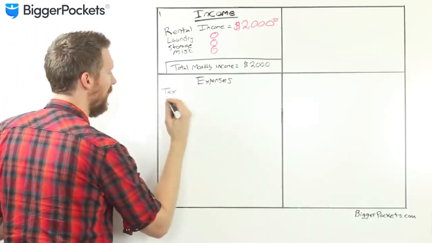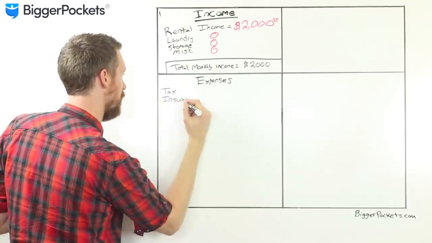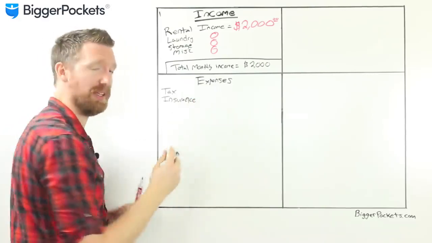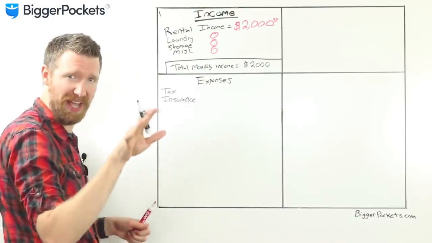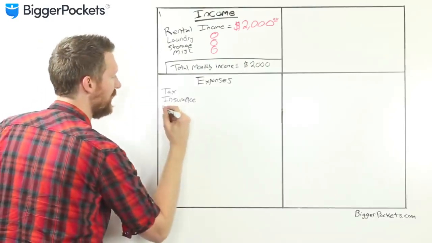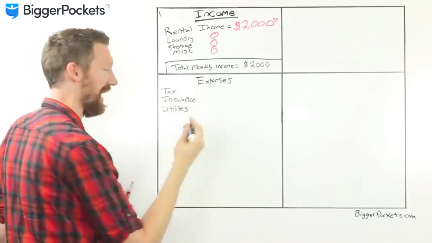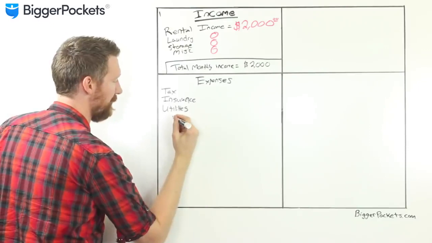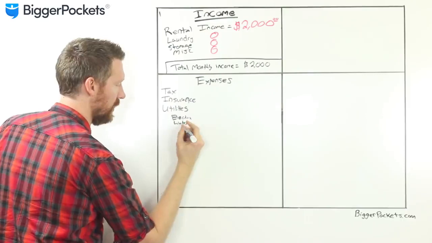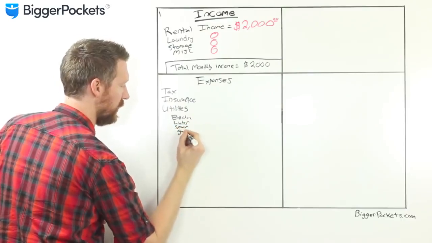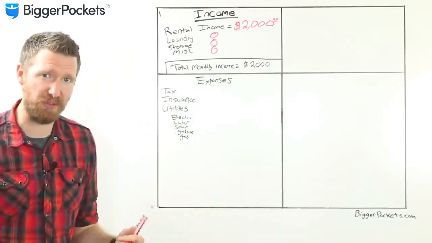So we've got our taxes. We've also got insurance on a property. Now sometimes tax and insurance is incorporated in the mortgage. We'll talk about that in a little bit, the mortgage, but for now let's go taxes, insurance, and then we've got utilities. And utilities is made up of a number of things. For example, it can be made up of electric, water, sewer, garbage, and maybe gas. Those are the most common utilities for a property.